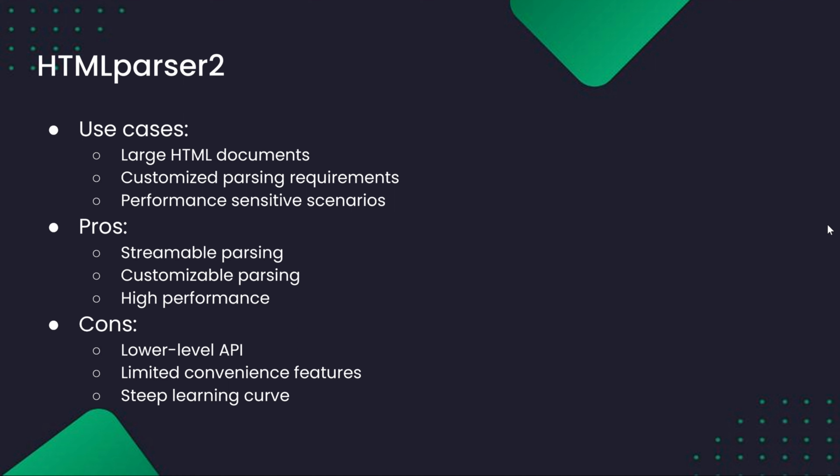And it's high performance. HTML Parser 2 is designed for performance, making it an excellent choice for performance-sensitive applications that require efficient HTML parsing. The cons, though, are, again, its lower-level API. HTML Parser 2's event-driven model and lower-level API require more manual handling of events and parsing logic compared to higher-level HTML parser libraries like Cheerio or JSDOM.